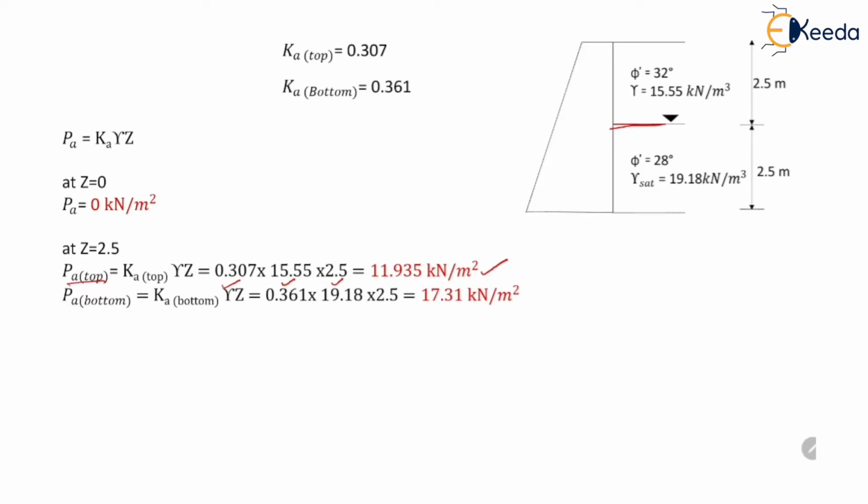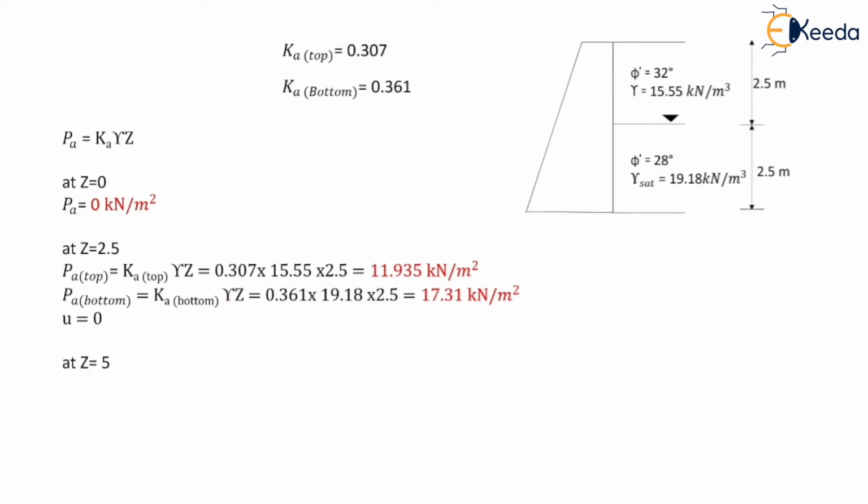Now Pa for the bottom interface is equal to Ka of the bottom layer into gamma z. So Ka for the bottom layer is 0.361 into gamma 19.18 into total height 2.5. So Pa for the bottom interface is 17.31 kilonewton per meter square.